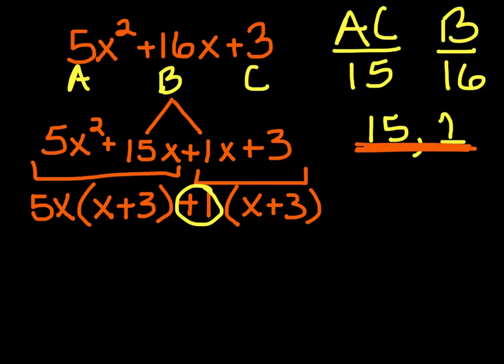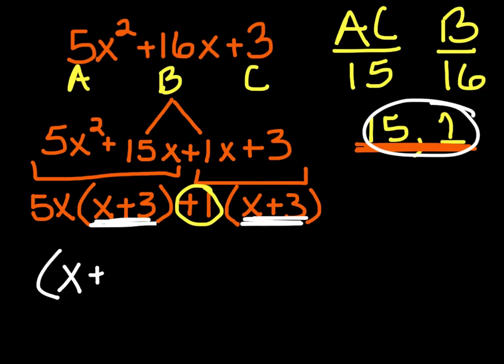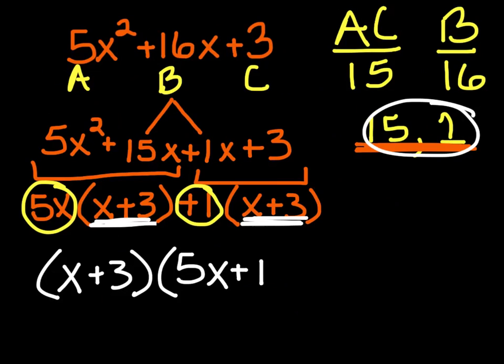Okay, so once you've done that, you notice that you have the same factor written in here twice. If you've chosen the right numbers there, these will always be exactly the same. So that is one of your factors. Write it down. And then the other factor is whatever's left over. So do you see how we have a 5x and we have a plus 1? 5x plus 1 is your other factor. And so now we have fully factored 5x squared plus 16x plus 3.